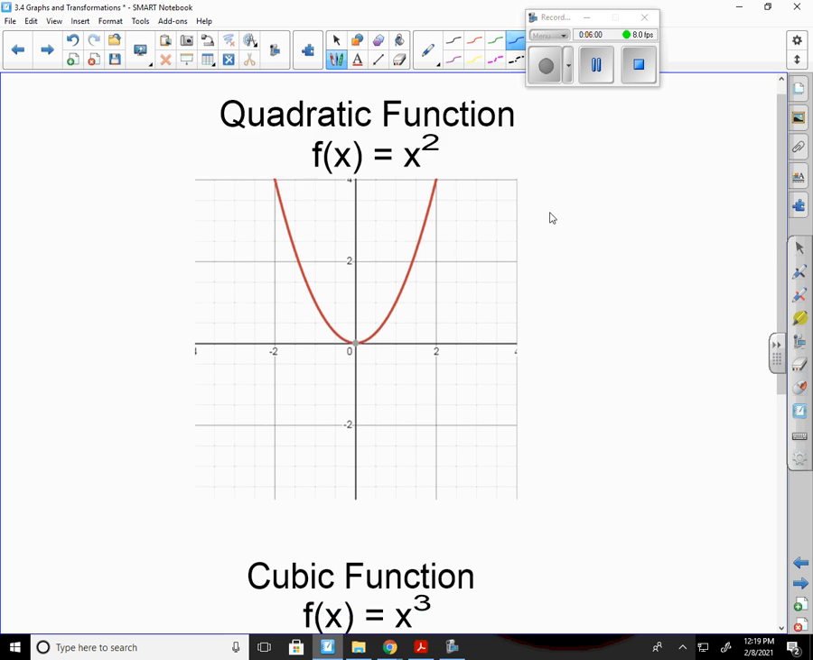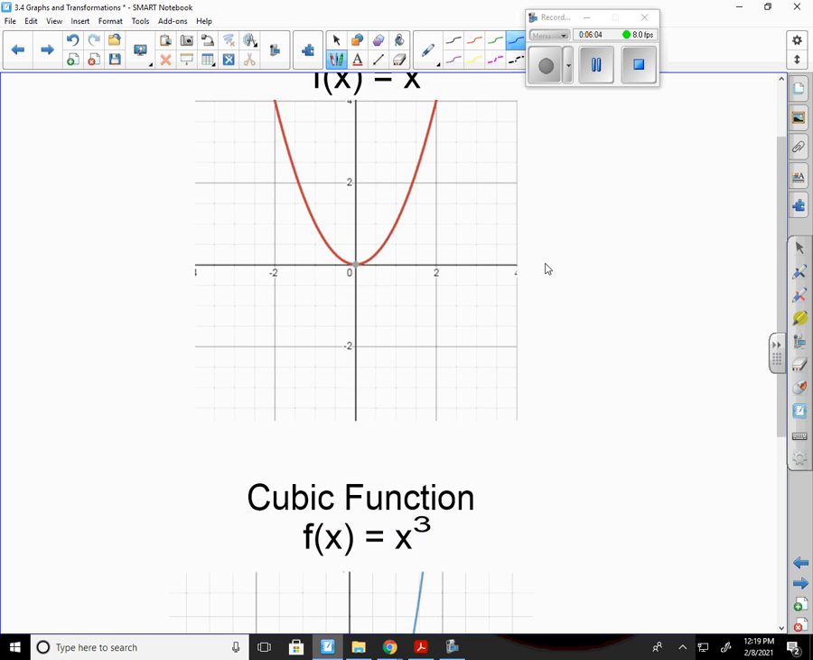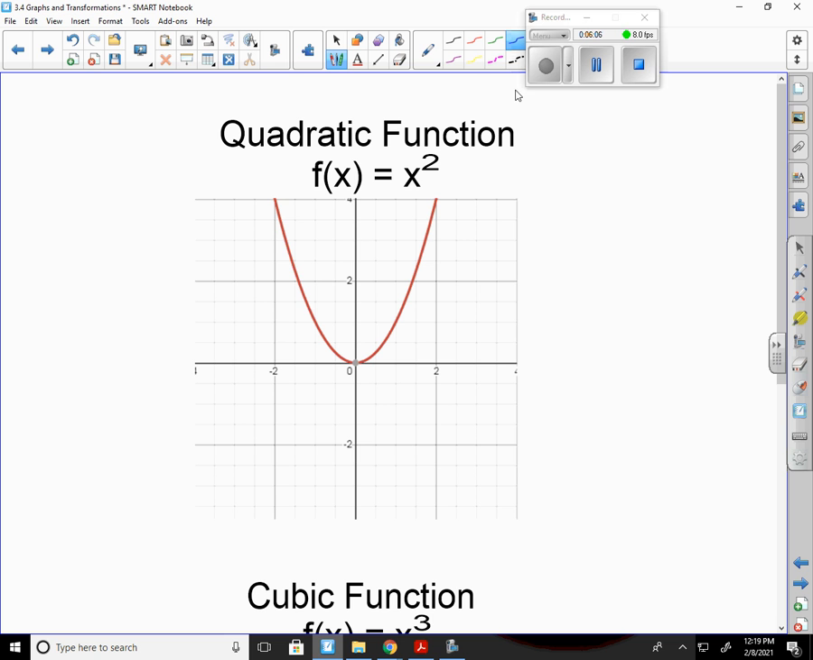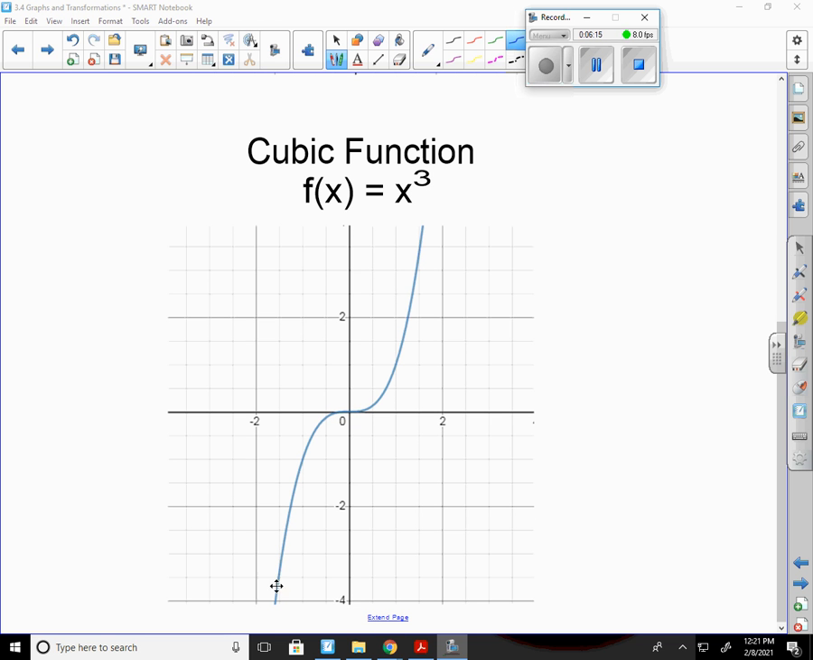Our next is the quadratic function, which is f of x equals x squared, and that forms a parabola. Next is f of x equals x cubed. Starts in the negatives, comes up and to the right, goes through 0, 0, and then curves up and to the right some more.